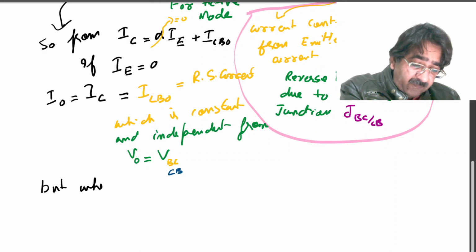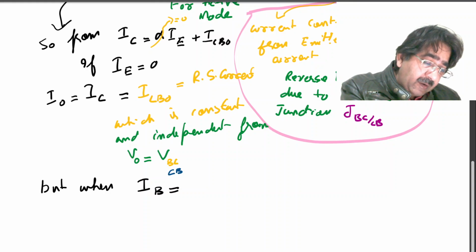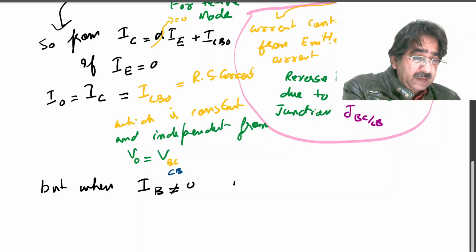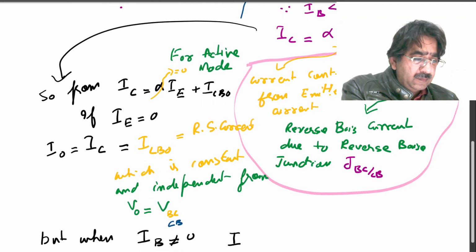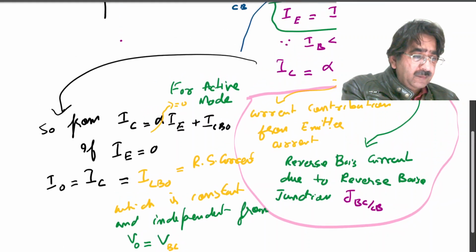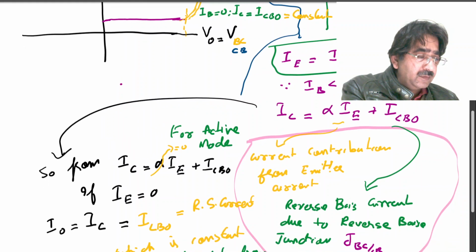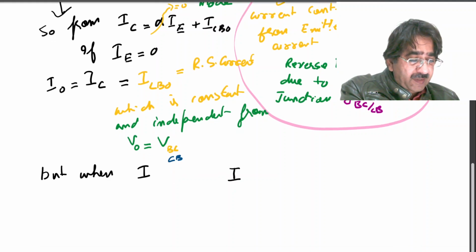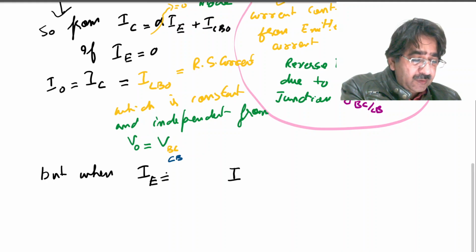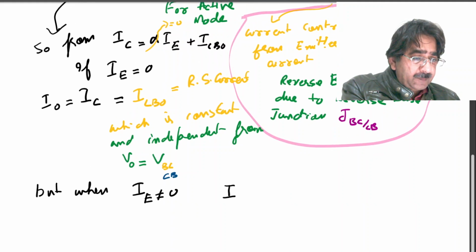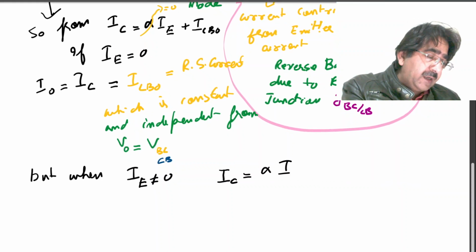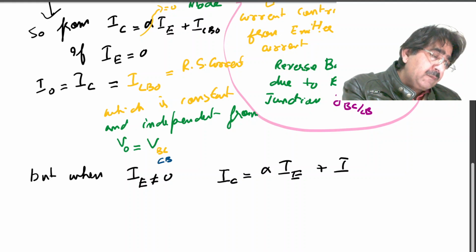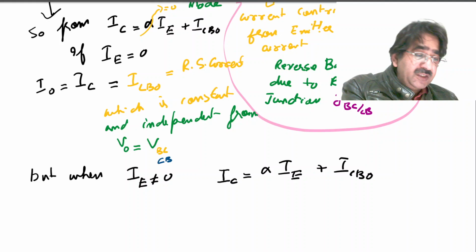But when IE is not equal to 0, then, as I have already shown, IC will be alpha IE plus ICBO. That will be a combination of both.